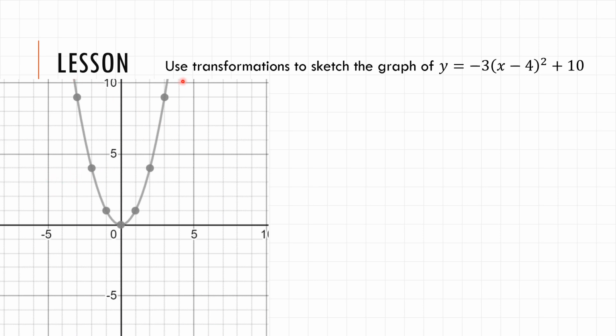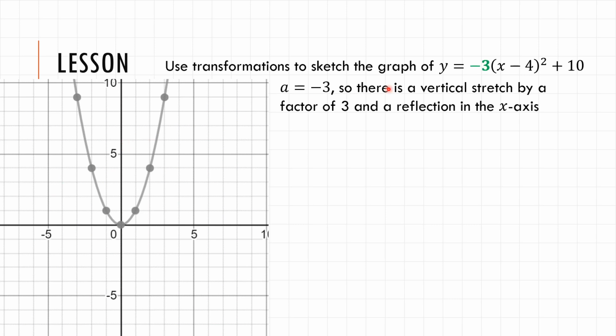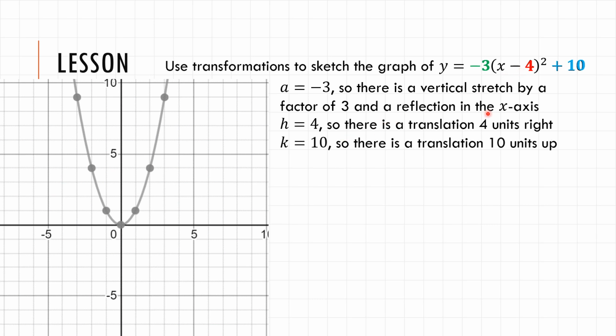This is the quadratic y equals x squared, your basic parent quadratic. The a value here is -3. The h value is 4. The k value is 10. This is the same quadratic we just looked at. Okay, but now we're going to graph all of the points, find out all of their new locations.